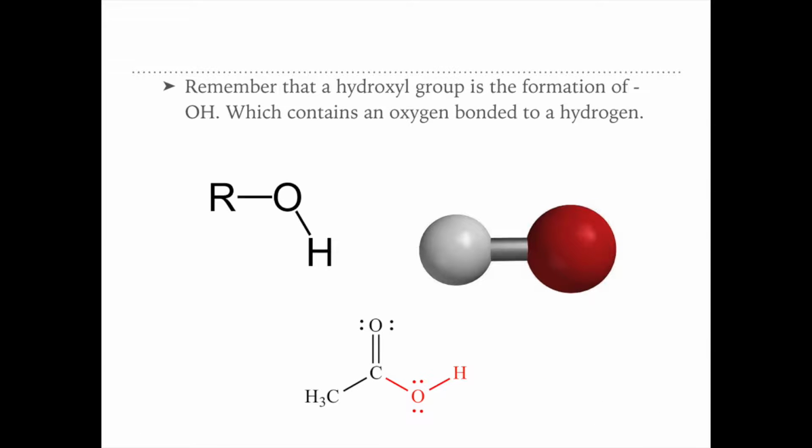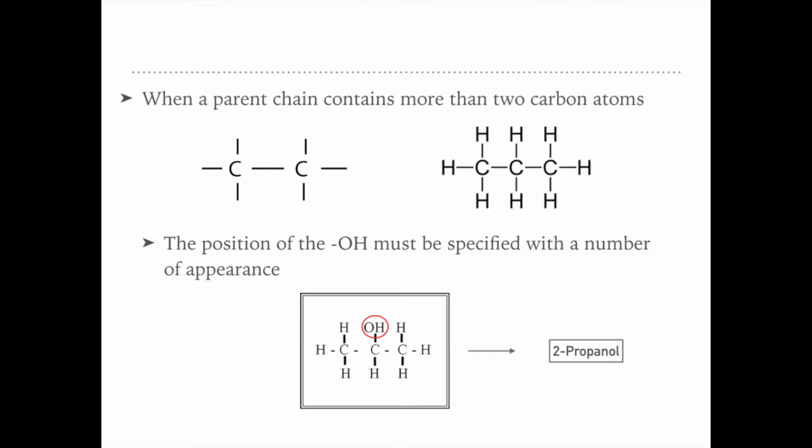Remember that a hydroxyl group is an oxygen bonded to a hydrogen. In this case, the white atom is a hydrogen and the red atom is an oxygen. Note that the R that's bonded to the oxygen and the hydrogen will be classified as a carbon. And at the bottom, you see a carbon bonded to an oxygen and hydrogen in red. This is known as a chain.